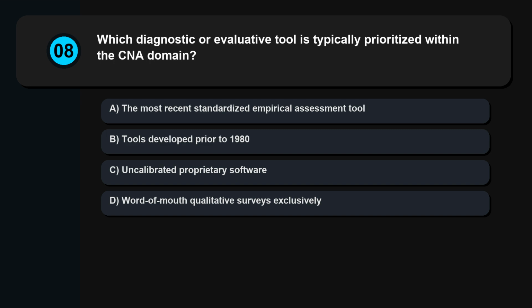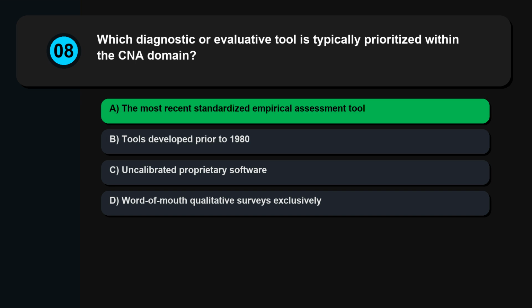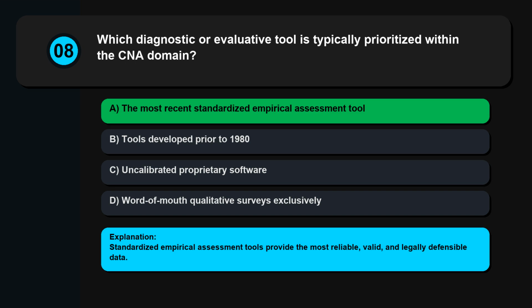Question 8. Which diagnostic or evaluative tool is typically prioritized within the CNA domain? The most recent standardized empirical assessment tool, tools developed prior to 1980, uncalibrated proprietary software, word-of-mouth qualitative surveys exclusively. Standardized empirical assessment tools provide the most reliable, valid, and legally defensible data.